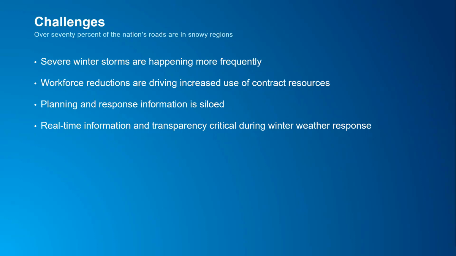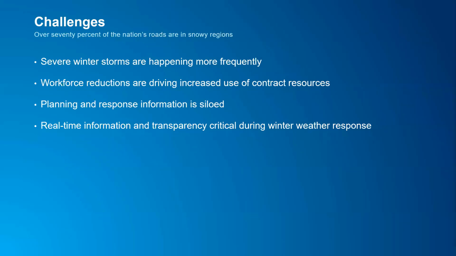Severe winter storms are happening more frequently. The U.S. Federal Highway Administration estimates that over 70% of our roads and population are in snowy regions. And with the increasing number and intensity of winter storms, nearly all public works and DOTs must develop winter weather response plans to address these natural hazards. And while state and local agencies spend more than $2.3 billion on these operations each year, the recent workforce reductions have driven an increased use of contracted resources. As a result, it's increasingly becoming more difficult for organizations to ensure service levels are being met and that consistent information is being reported.